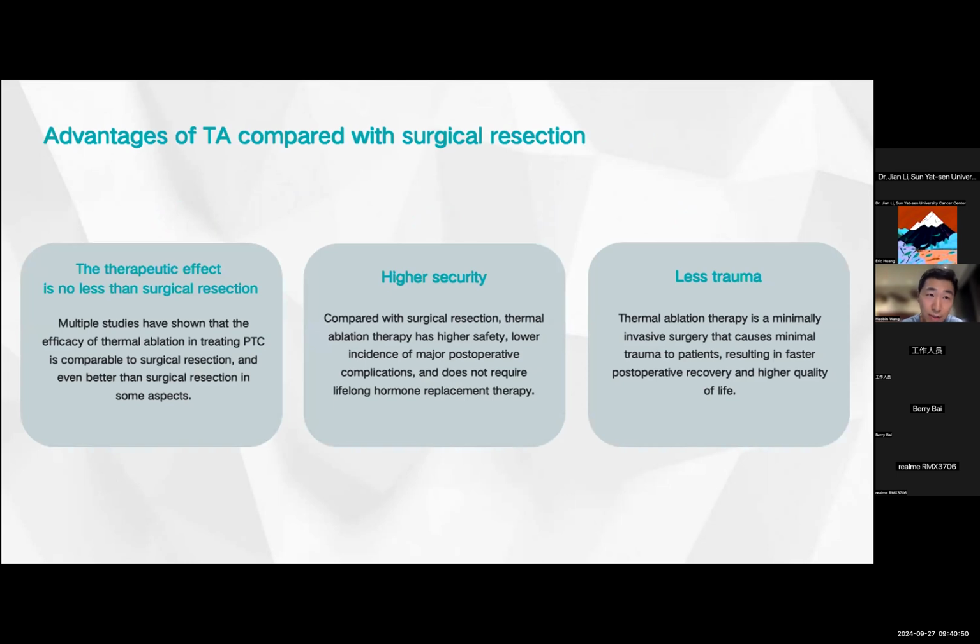Okay, the most important is the advantages of thermal ablation compared with surgical resection. Multiple studies have shown that the efficacy of thermal ablation in treating PTC is comparable to surgical resection, even better in some aspects. It has higher safety, a lower incidence of major post-operative complications, and does not require lifelong hormone replacement therapy. I think this point is very important. Thermal ablation is also a minimally invasive procedure that causes minimal trauma to patients, resulting in faster post-operative recovery and higher quality of life.